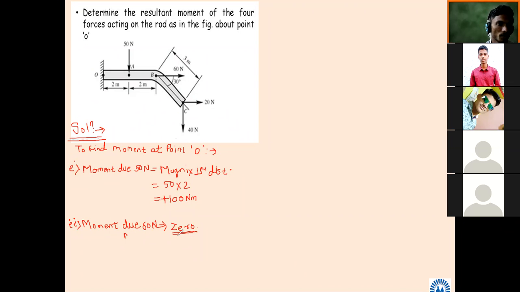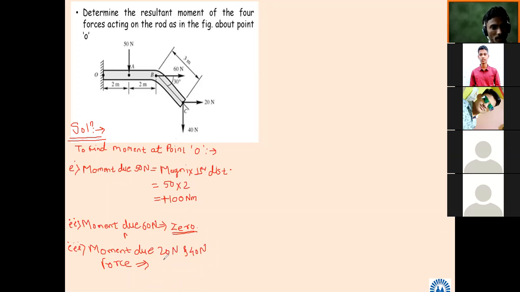Okay. Next, the moment due to the 40 Newton and 20 Newton forces. Let us see. So here we will write the moment due to which forces? 20 Newton, and the other one, 40 Newton force. So what do we require? If you see here, are both the forces inclined, horizontal or vertical? This 20 Newton and 40 Newton force.